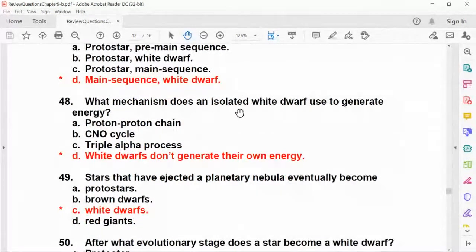48, what mechanism does an isolated white dwarf use to generate energy? White dwarfs do not generate energy. They only lose energy.